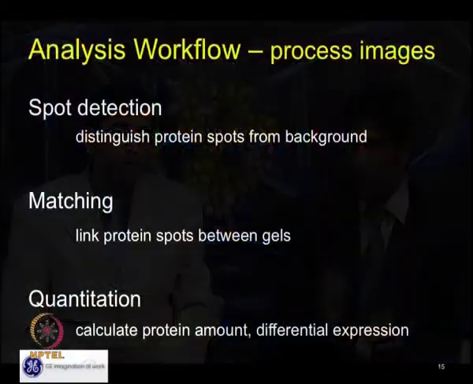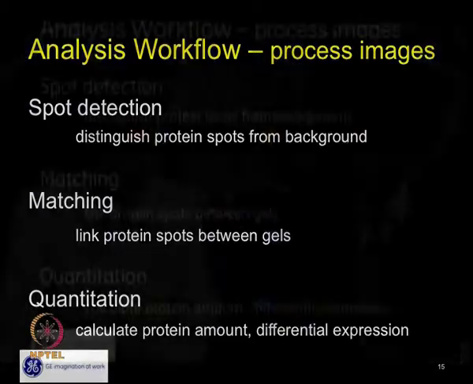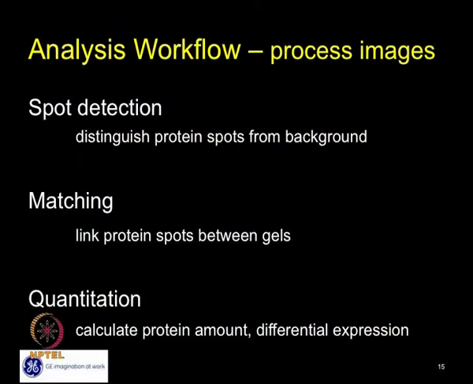Now let us discuss processing the images. Right. Here the first thing is we need to click on spot detection. One has to detect the spots, and after the spot detection we need to match them. So this spot detection process is automated? Anyway, we'll go into more detail in the next slide, but I'm just stating the 3 major steps here: spot detection, matching, and quantitation. These 3 are the major steps.